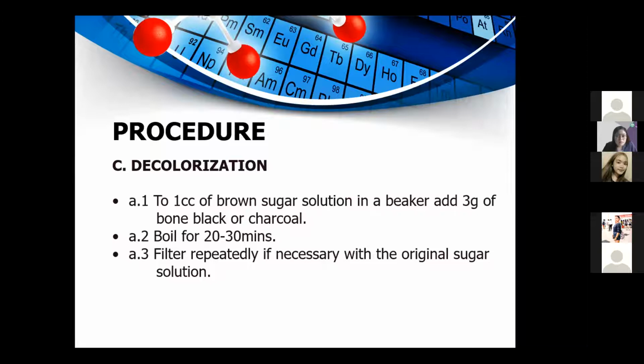Decolorization. To 1 cc of brown sugar solution in a beaker, add 3 grams of bone black or charcoal. Next, boil for 20 to 30 minutes. Filter repeatedly if necessary with the original sugar solution.